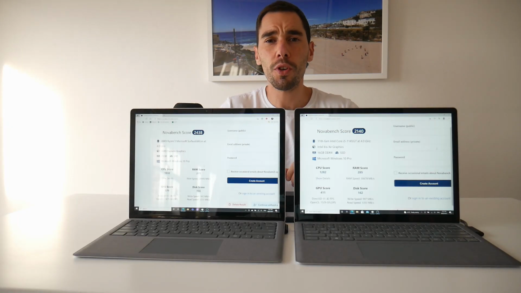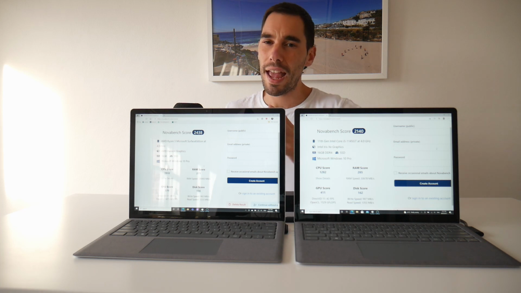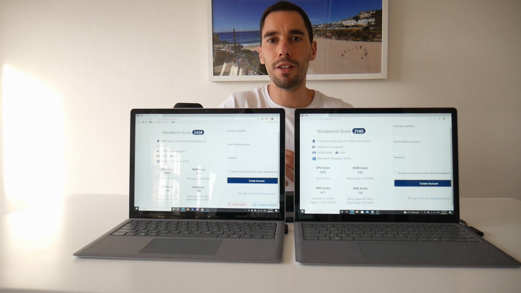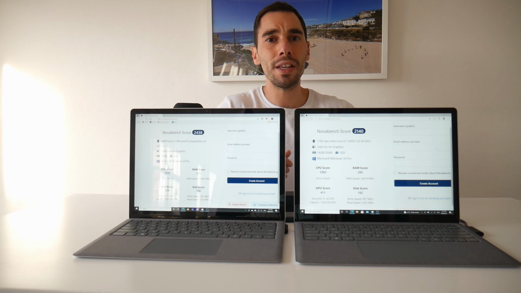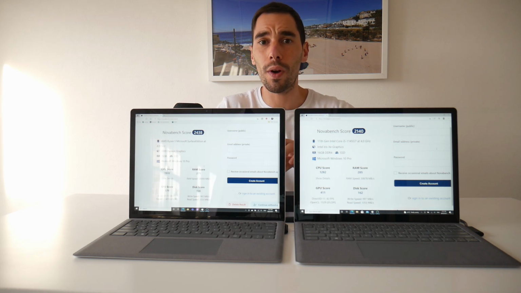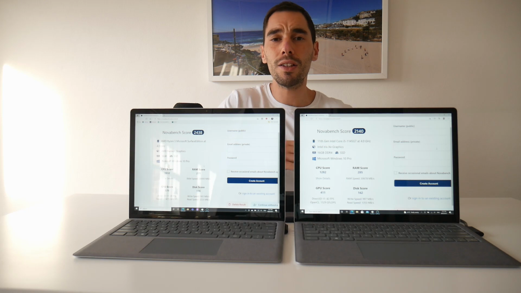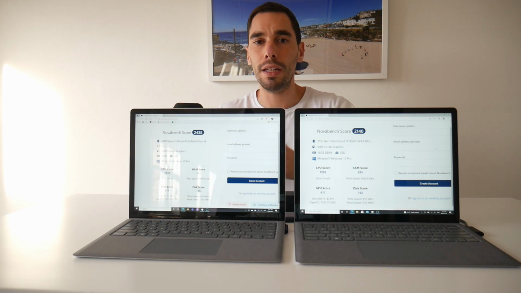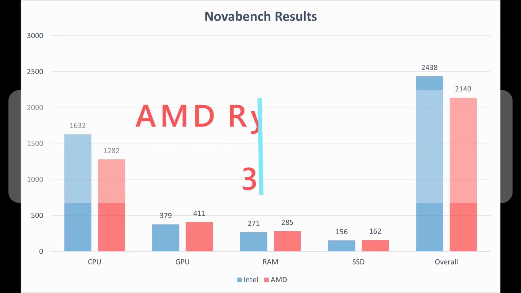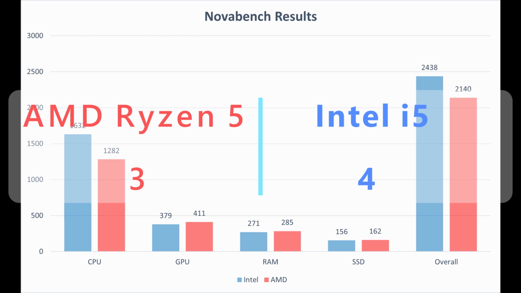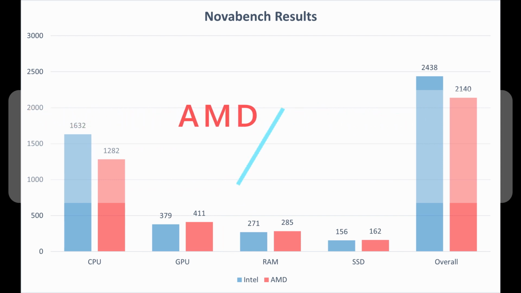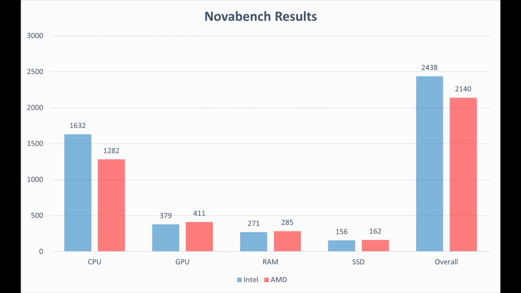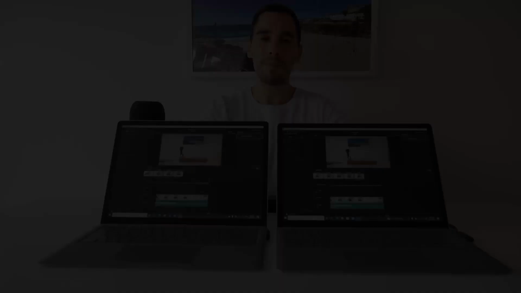So these results were kind of interesting because Novabench is an overall computer test. AMD, like we knew, outperformed Intel when it came to the CPU, but when it came to the SSD, the RAM, and of course the graphics card, Intel actually performed better than the AMD variant. The AMD did win this one with 2,438 points overall against the Intel's 2,140, or about a 13% difference between the two.